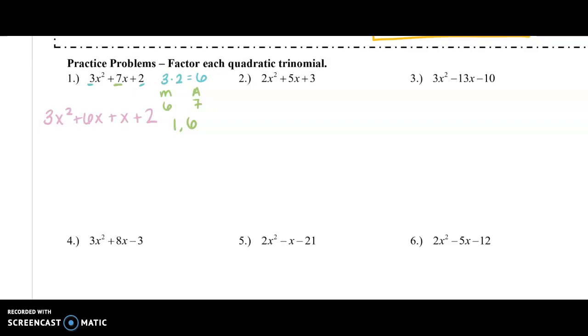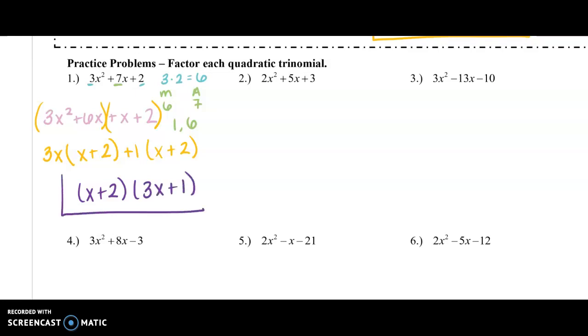So then from there, I can turn this into a grouping problem. Okay, and then I would be able to take out in this first set of parentheses a 3x. I'd be left with x plus 2. I can only take out a 1 in the second one, and I'm left with x plus 2. So then my final answer is x plus 2 times 3x plus 1. And you could always check that by going back and foiling. There's nothing saying you can't go back to FOIL.